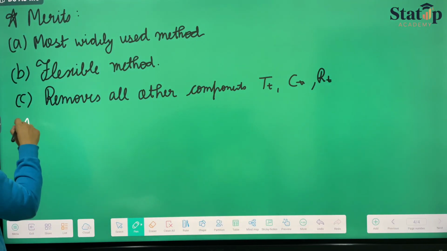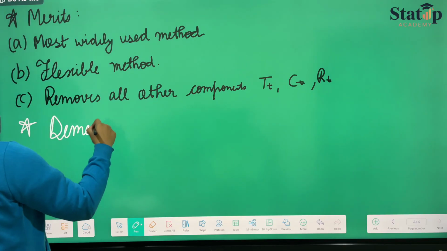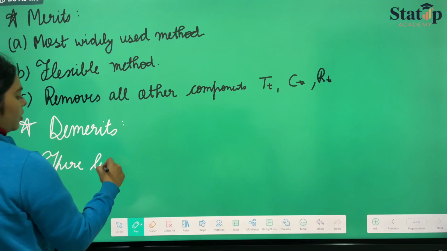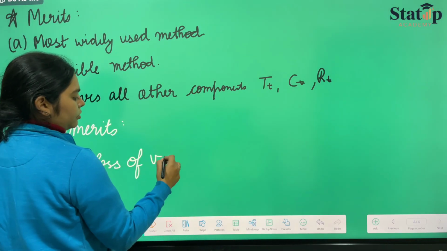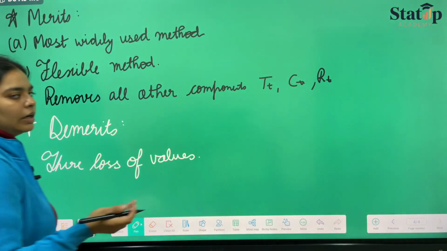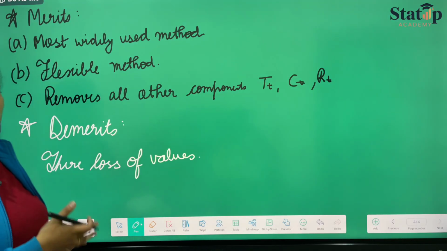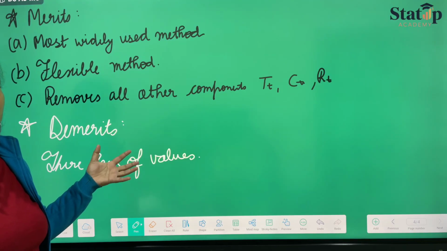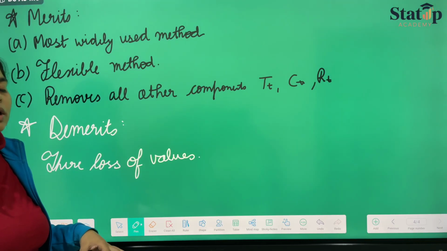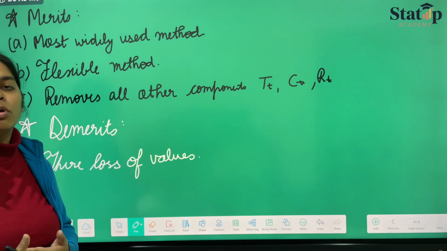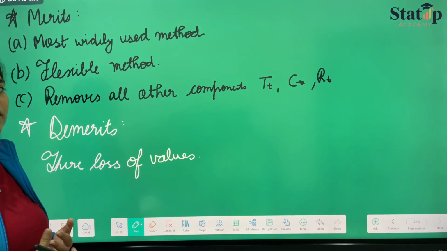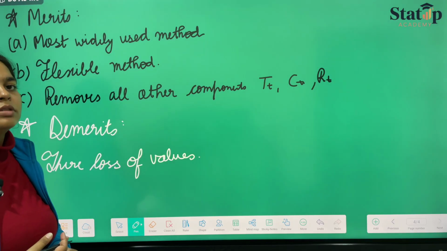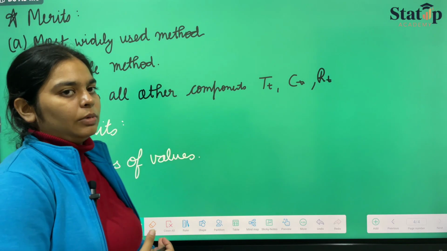So there are some demerits also, that there is loss of values. For 4 yearly data, we have lost 4 values. For 12 yearly data, we lost 6 from the starting year, and 6 from the end of the ending year. So we'll lose almost 12 values, which hold a very great place in our calculation, and hence this is the demerit of this method.